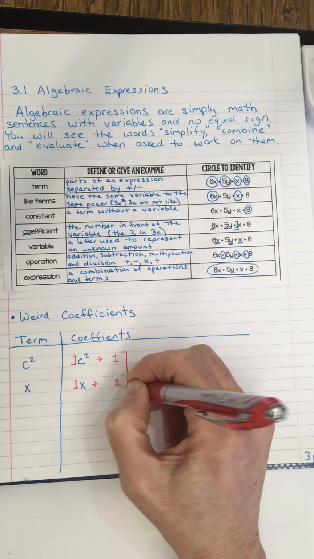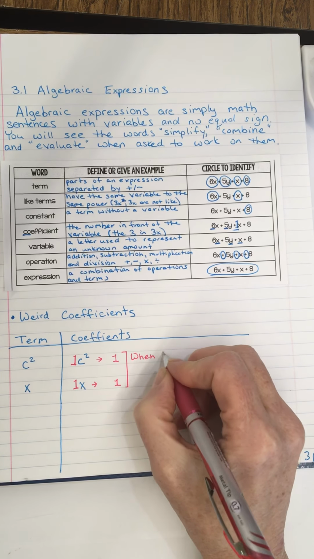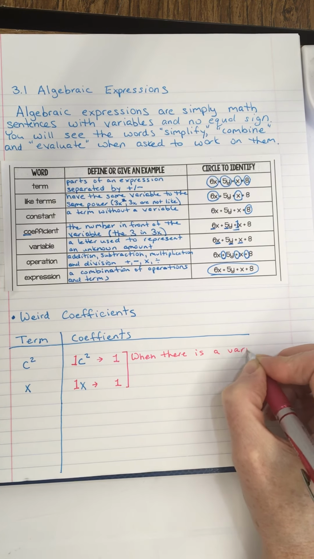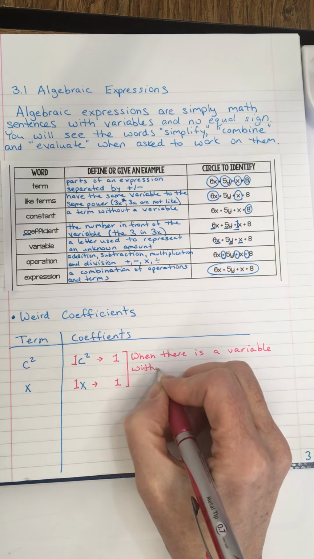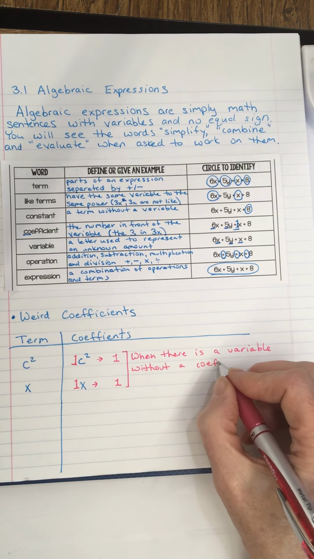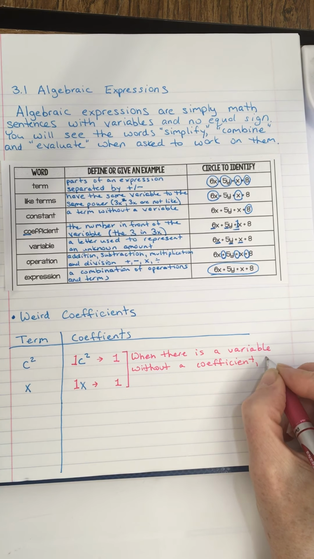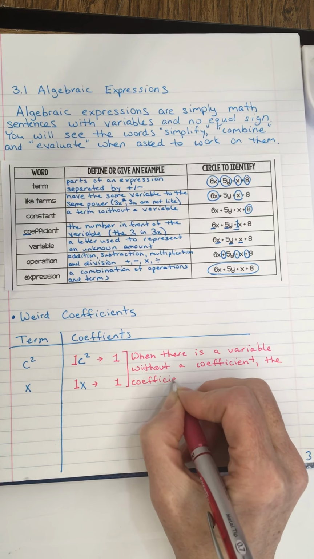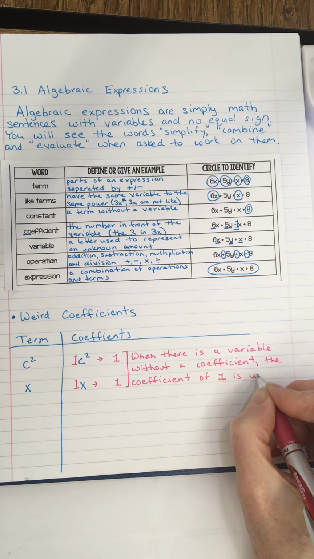And what I need you to know is that when there is a variable without a coefficient, the coefficient of 1 is understood.